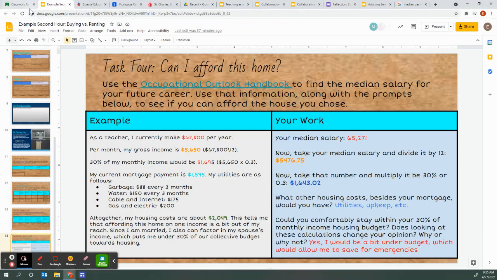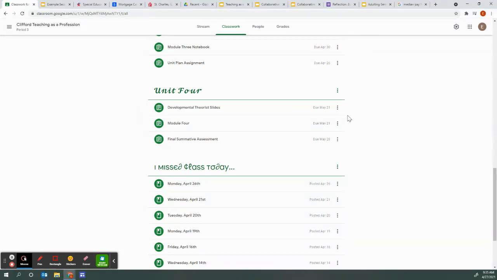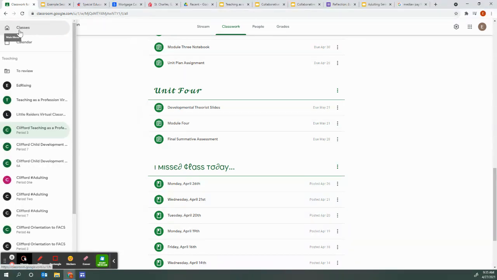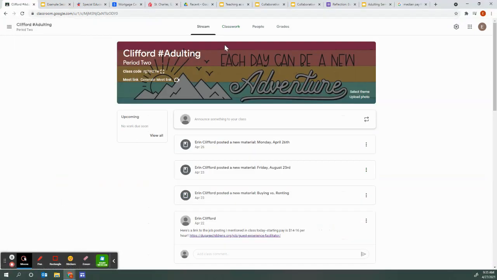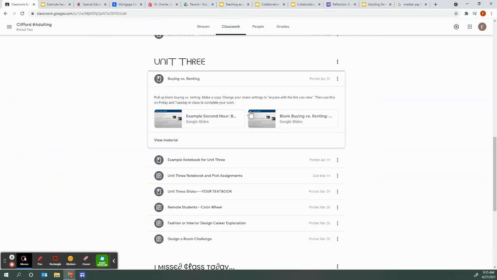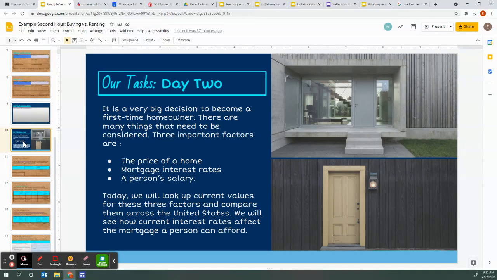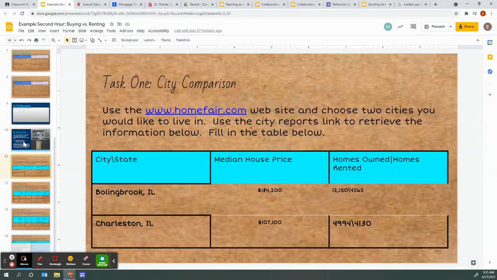So when you pull these slides up, they are, let me get to the right one. Under Unit 3, you want to pull up the blank slides, and then you can use the example if you are not sure on how to complete something. So today we started on slide 10. So we went over the expectations and the important factors we were going to look at.